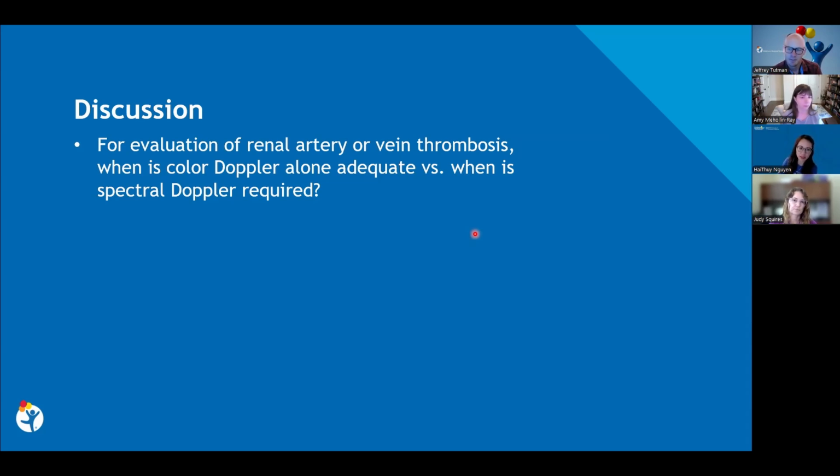So it's probably us underbilling, but we would just do the color and then just place one spectral, because we do add the spectral for portal veins for our normal abdominal ultrasound. So we don't necessarily have to bill for the spectral.